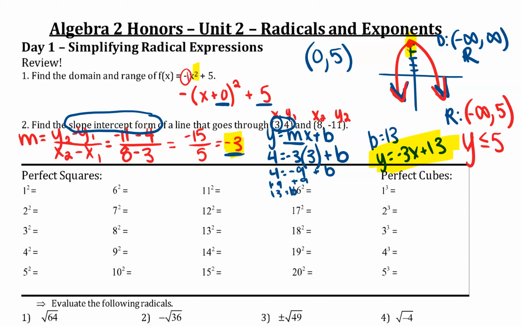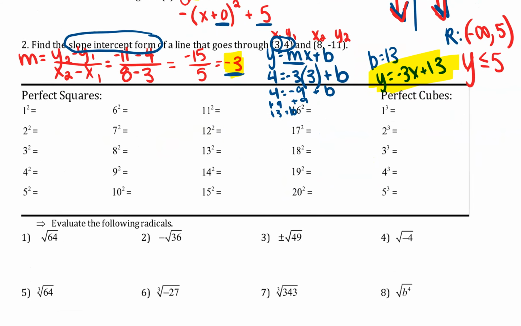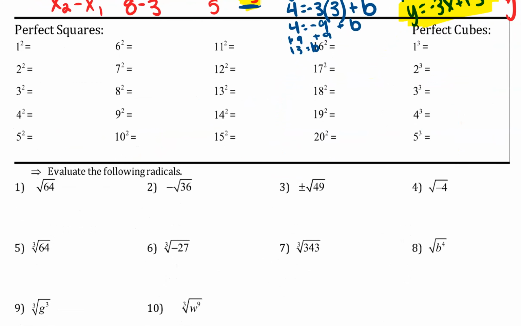Okay, so now what I'm going to have you do is look at this box, and I want you to fill out or write down all of the perfect squares that you know, all the way up to 15. So basically fill out the perfect squares in this box, and then actually not all the way up to 15, all the way up to 20 squared. And then do the same thing with the cubes.